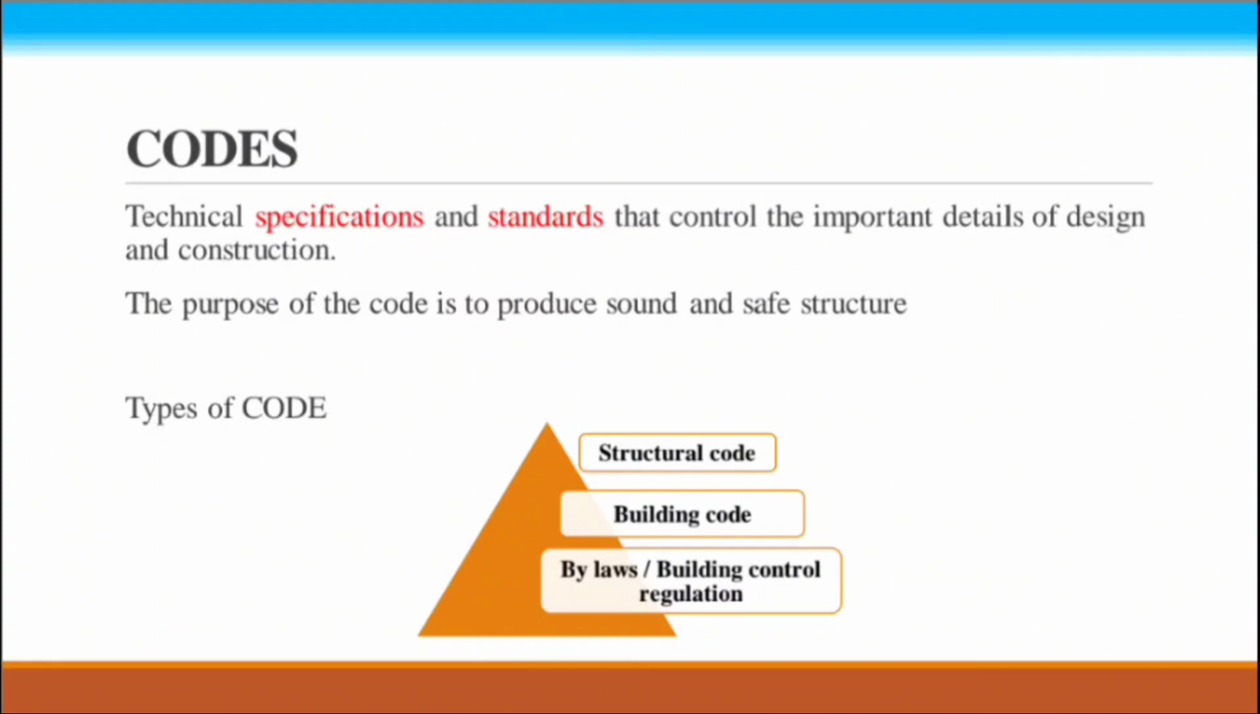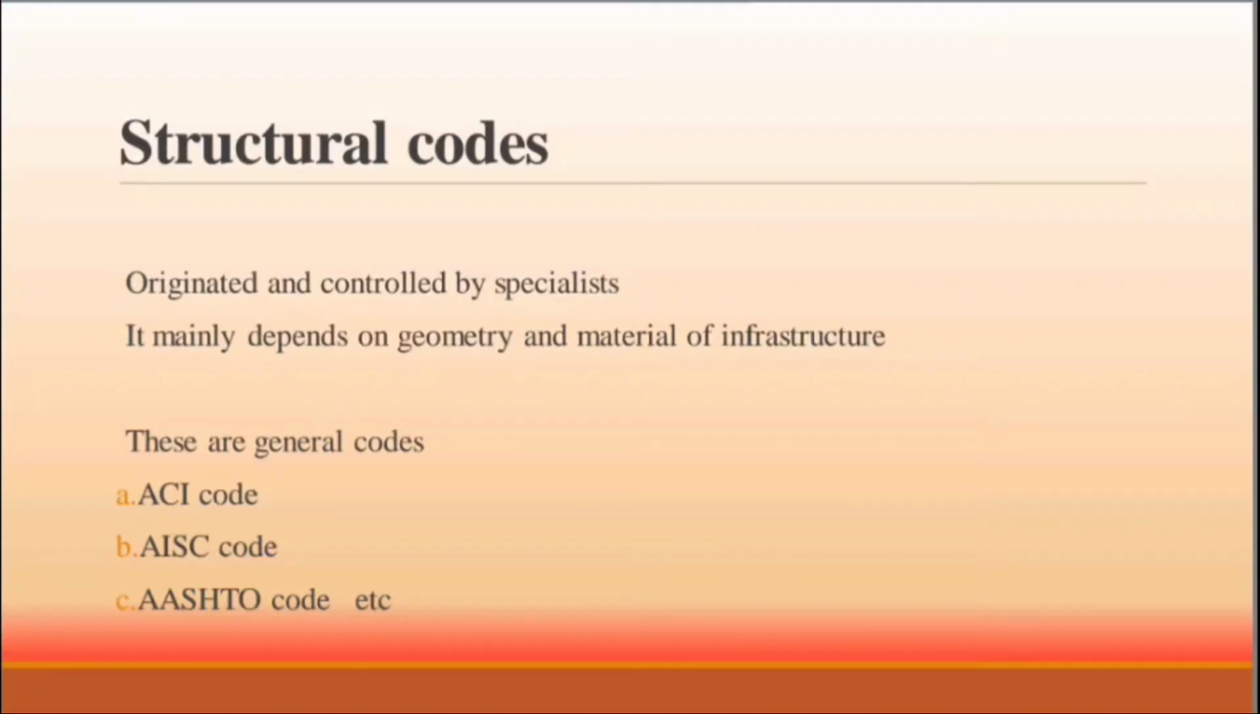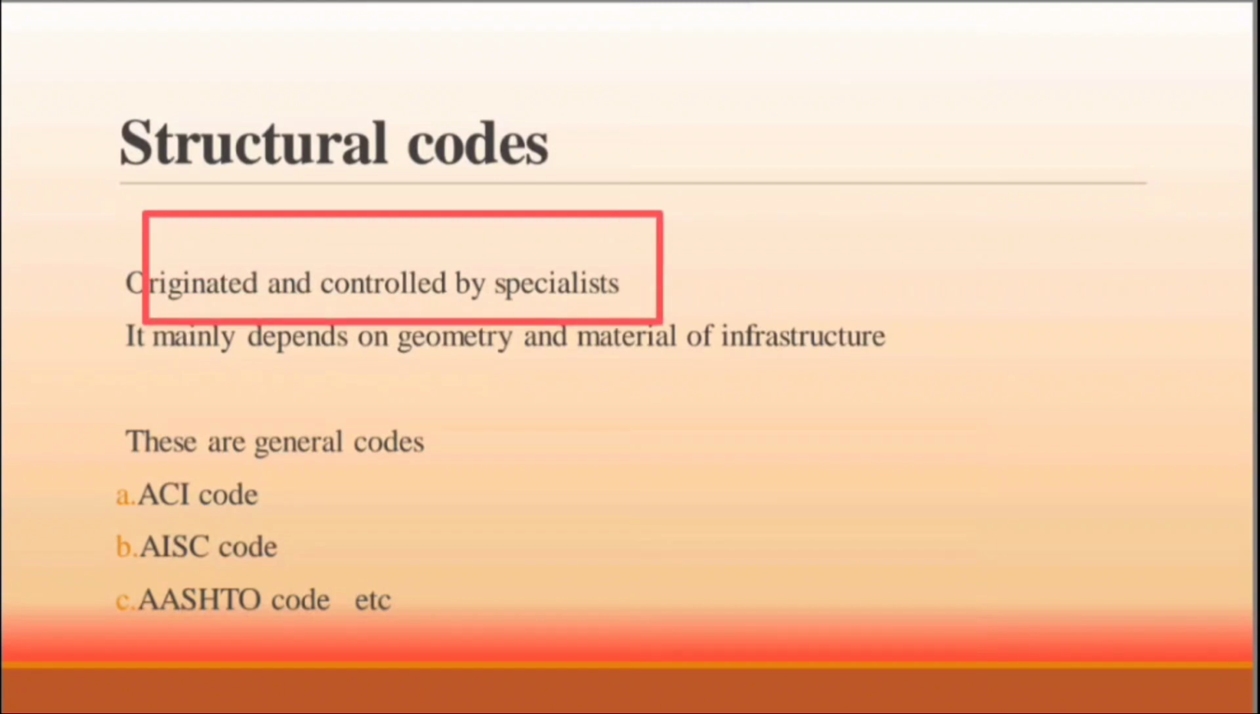The different types of codes are structural codes, which are the international codes; building codes, which are country level or province level codes, regional codes, and bylaws. These are the regulatory bodies which govern and amplify the building codes. These are the building control regulations. These are the three different types of codes. The first type is the structural code. A structural code is originated and controlled by different specialists internationally. These are the international codes.